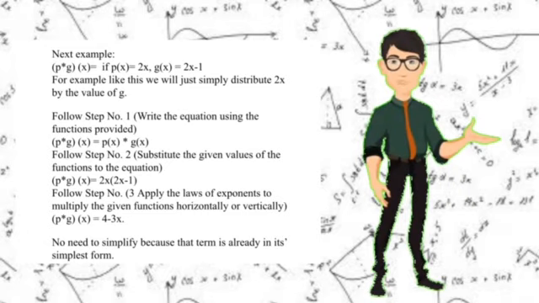Step number 2, substitute the given values of the functions to the equation. p times g(x) equals (2x)(2x negative 1). Step number 3, apply the law of exponent to multiply the given functions horizontally or vertically. p times g(x) equals 4x^2 negative 2x. No need to simplify because the term is already in simplest form.